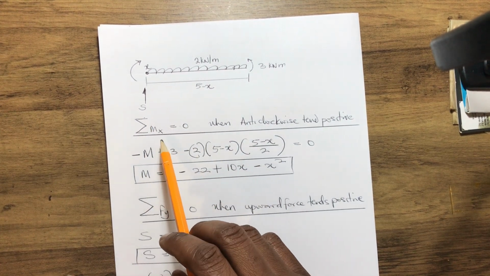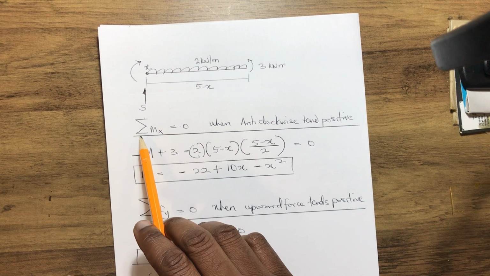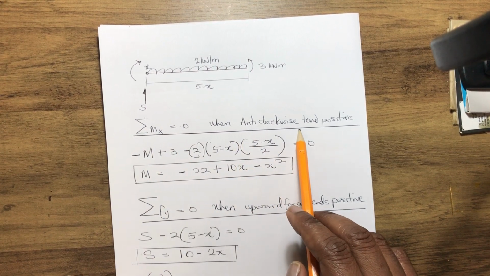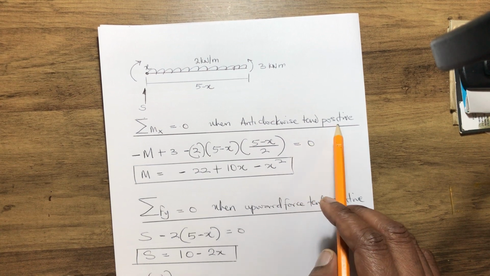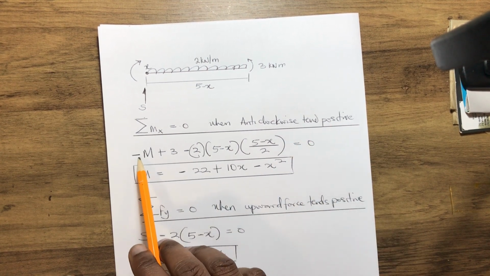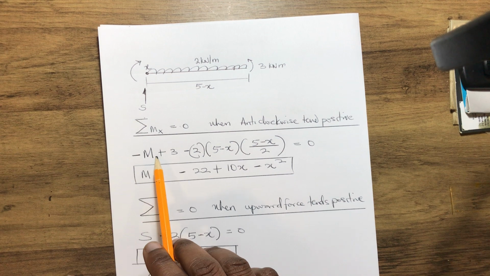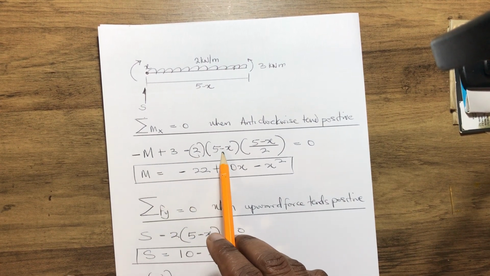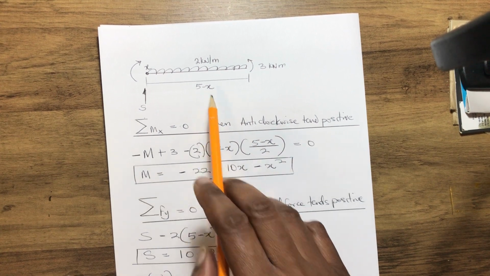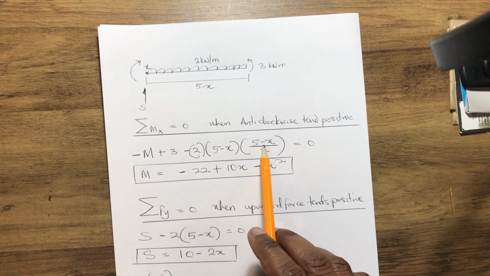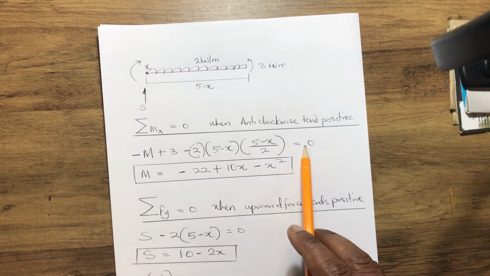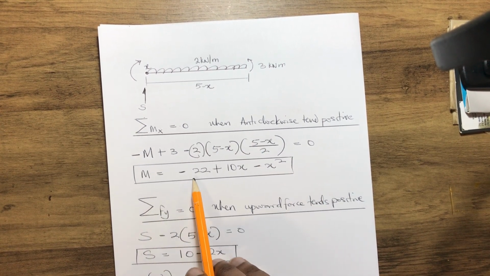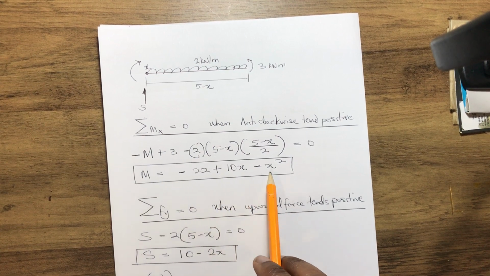Let's assume that the summation of moments about x equals 0, with the anticlockwise moment taken as positive. Therefore, we have negative M plus 3 minus 2 multiplied by (5 minus x), which is the distance, multiplied by (5 minus x) over 2, that gives us 0. So therefore, our bending moment gives us M equals minus 22 plus 10x minus x squared.